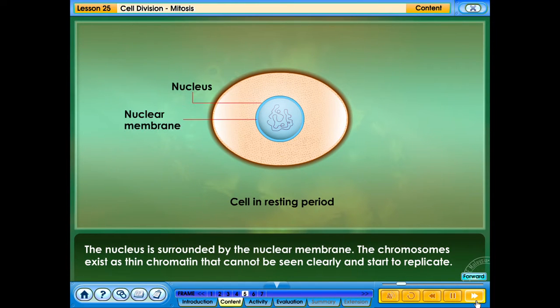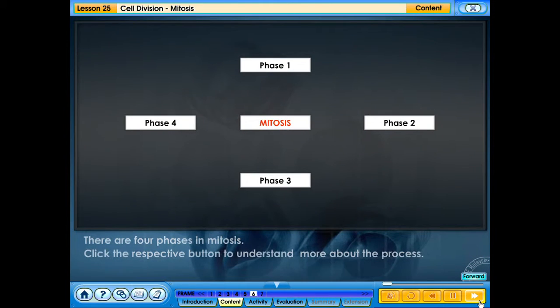In the resting period, the nucleus is surrounded by the nuclear membrane. The chromosomes exist as thin chromatin that cannot be seen clearly and start to replicate. There are 4 phases in mitosis. Click the respective button to understand more about the process.